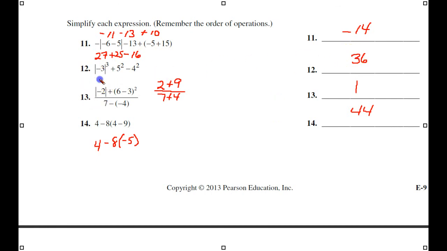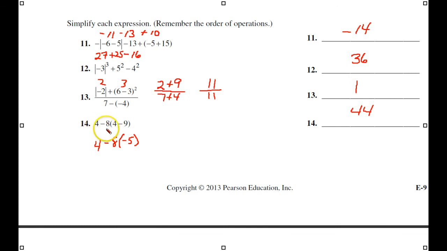This comes out as a positive 2. This is a 3. 3 squared is 9. So 2 plus 9 is 11. And the opposite of a negative 4 is a positive 4. And this comes out to be an 11. And that's where we get 1. 11 divided by 11, or anything divided by itself, is 1, except for 0.